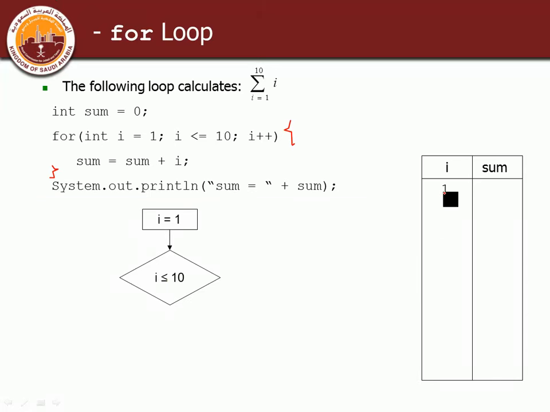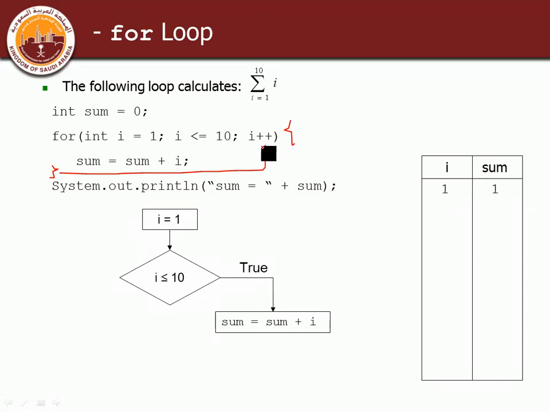I know that I is 1. So is 1 less than 10? Yes. So this is true. I'm getting in. So I should execute this thing over here, which does 0 plus 1. It gives me 1. Then the next step? Yes, but when I finish with the for, I need to go and perform the update. Exactly. So I'm going to do the update.